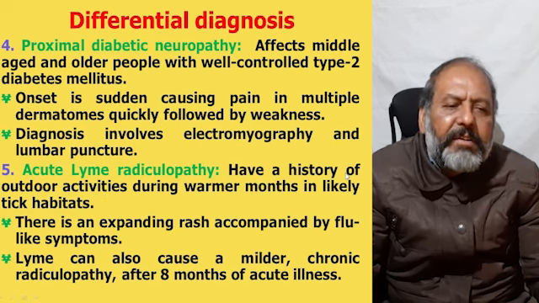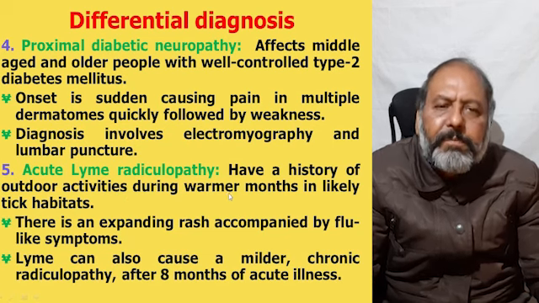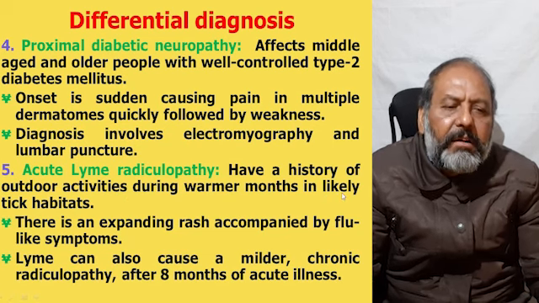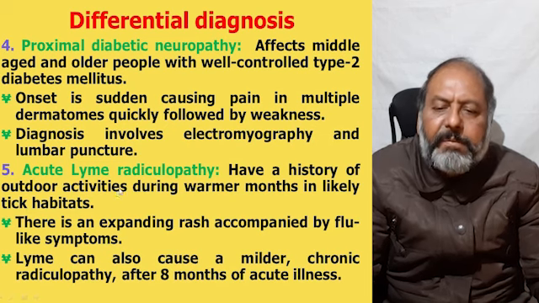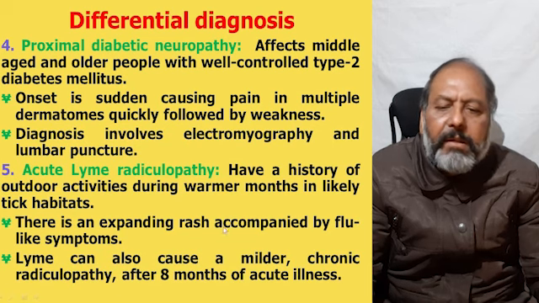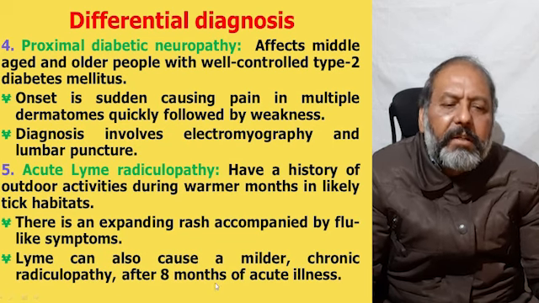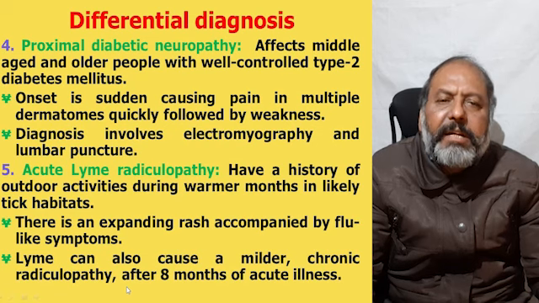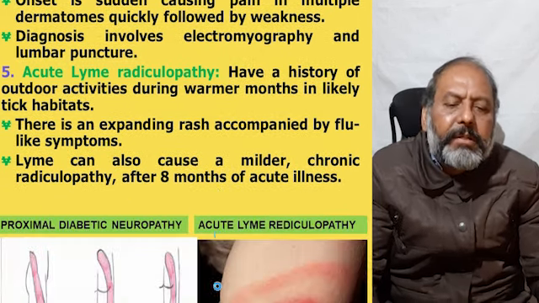Then the fifth differential diagnosis is acute Lyme radiculopathy. The patient has a history of outdoor activities during warmer months in the area which is having the likely tick habitat. There is an expanding rash accompanied by flu-like symptoms, and the Lyme can also cause a milder chronic radiculopathy after 8 months of acute illness.